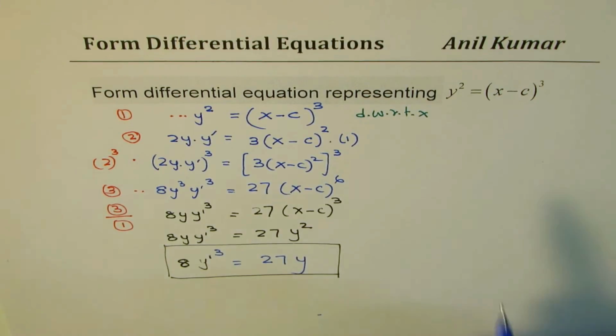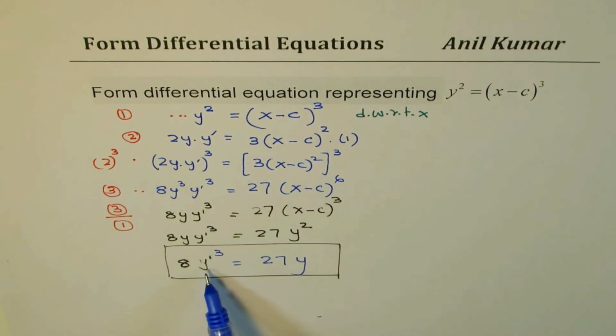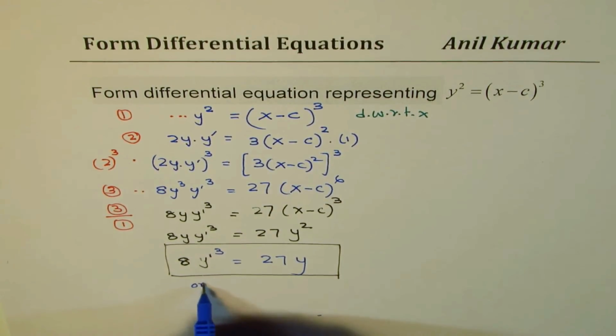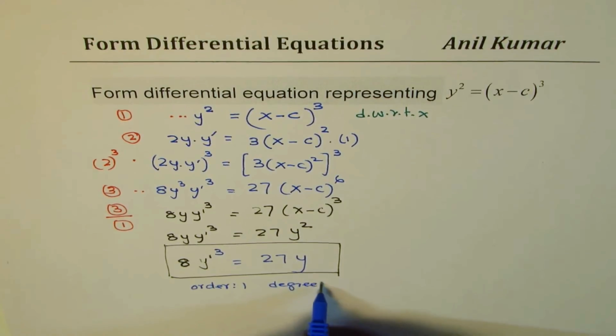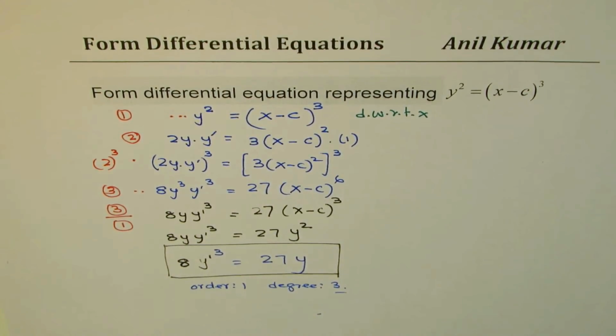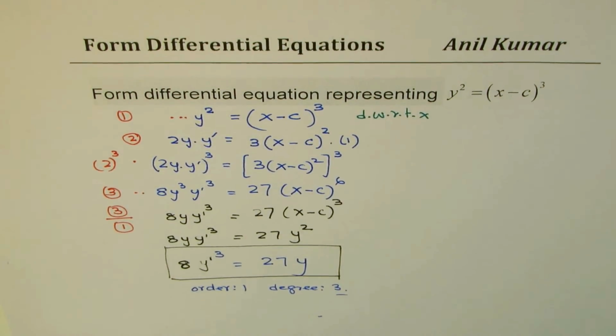Now since there was one arbitrary constant, we have order of 1, however the degree is 3 for us. So we have order 1, degree 3 in this particular case. So I hope the steps are absolutely clear. You may adopt strategies like this to simplify your equations. Let's move on to the next example now.